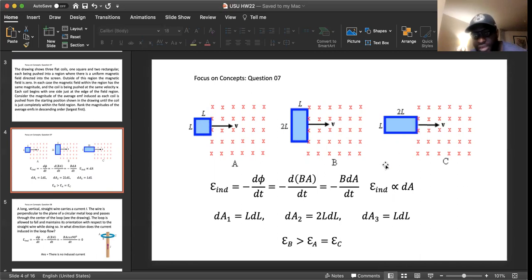For this third one, the C part, L is constant, and we have 2L changing right here. Is that okay? We have 2L changing. So what we're going to have here now is, the largest one is going to be B, followed by A and C are the same.